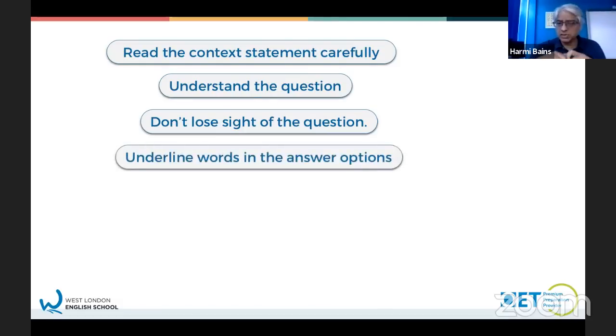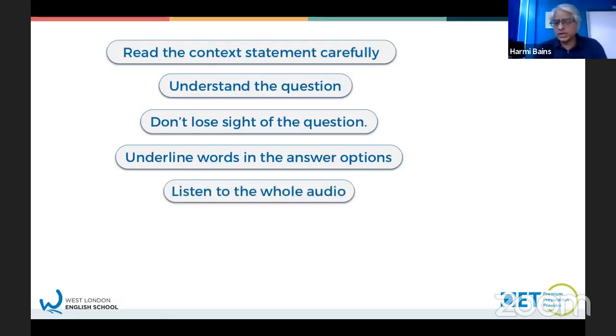Underline words in the answer options. Again, it might just help you to focus your listening. As you listen, you hear a lot of language coming through and you've got language on your paper, and just underlining words can really help focus your listening on some of the audio or some of the key words.